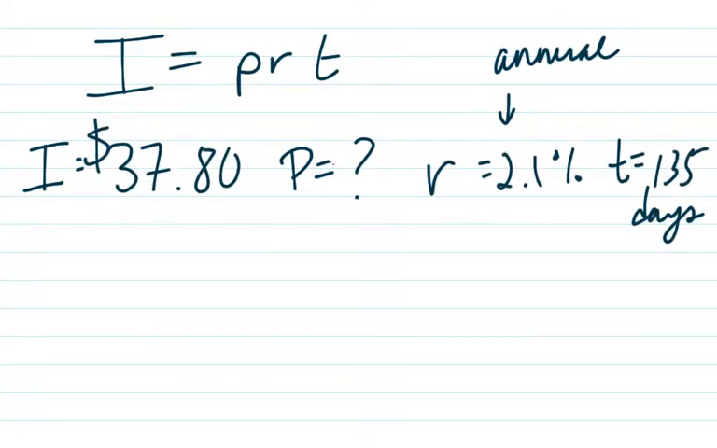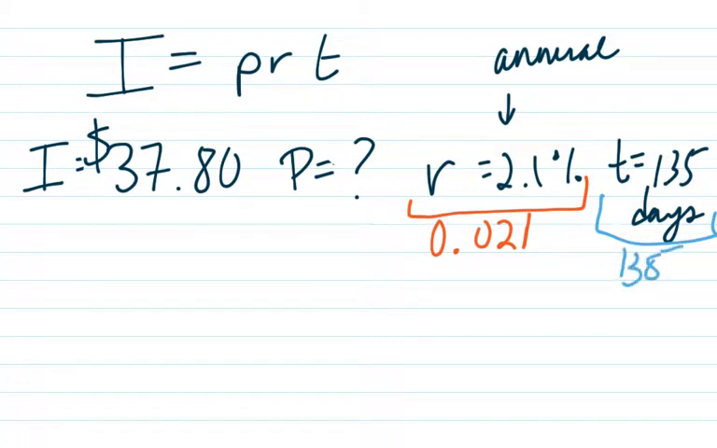In this next example, the interest is $37.80. The principal is unknown. The annual rate is 2.1%, and the time is 135 days. So we need to do a couple of things. We need to change our rate to a decimal, which would be 0.021. We need to change our time to be in terms of an annual time, so 135 days divided by 360 by the banker's rule. And then we can substitute our values into the equation.